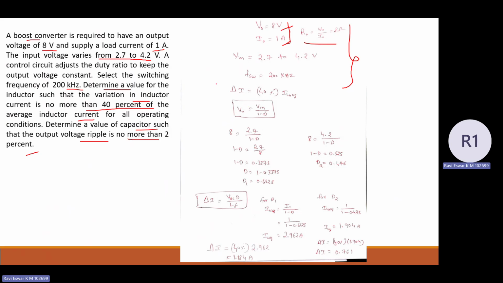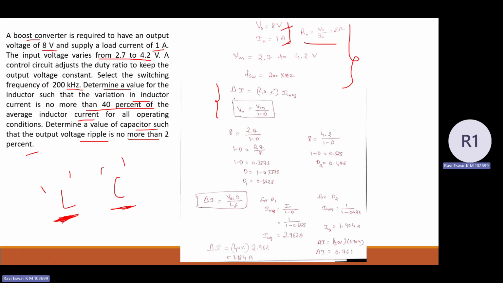So what is the main requirement they given? We need to design a value of L and C in the boost converter so that the del I should not exceed 40% of average inductor current, and del V should not exceed more than 2% of the output voltage. Now the same thing I have written. First we'll calculate the optimal value of L design, then we follow with the optimal C design.